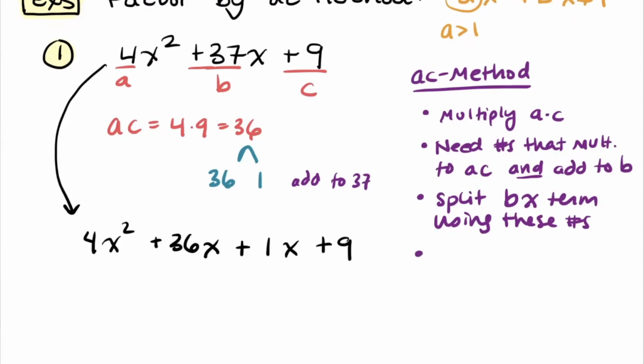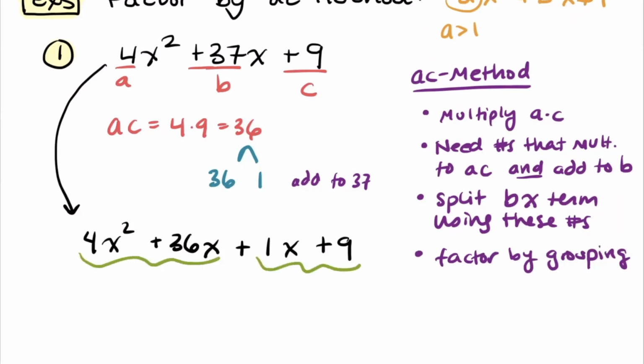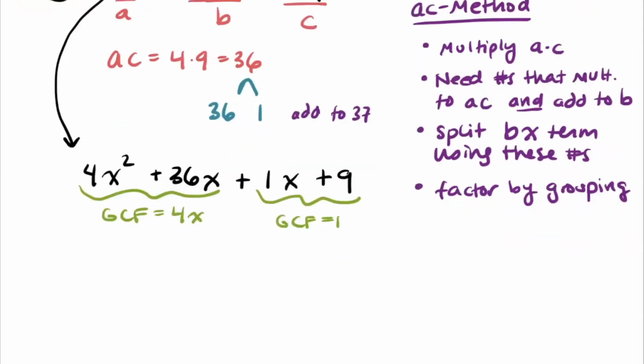You use grouping. So once you have split up your middle term, the last step is to factor by grouping. So first 2 terms and second 2 terms. First 2 terms have a GCF of a 4 and then x, and the second 2 terms have a GCF of a positive 1. So we take out the 4x from the first group of 2. That leaves us with x plus 9.